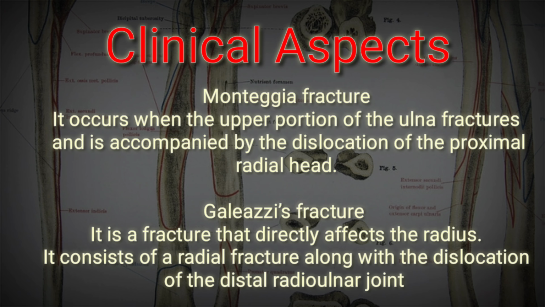Fractures of radius and ulna. The most common pathological alterations that directly affect the radius or the ulna are fractures. Examples of these fractures include Monteggia fracture, which occurs when the upper portion of the ulna fractures and is accompanied by the dislocation of the proximal radial head.